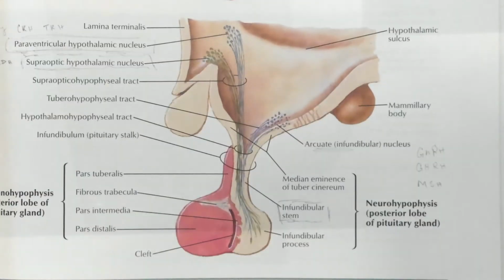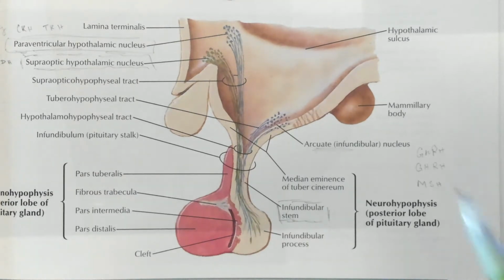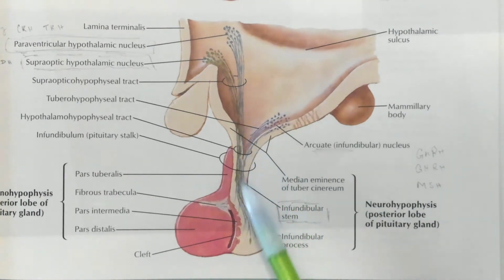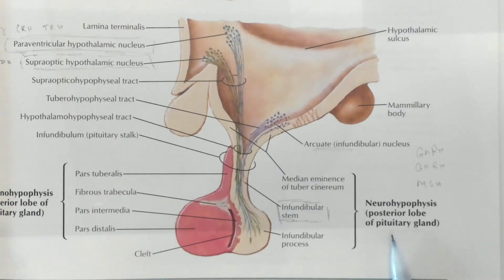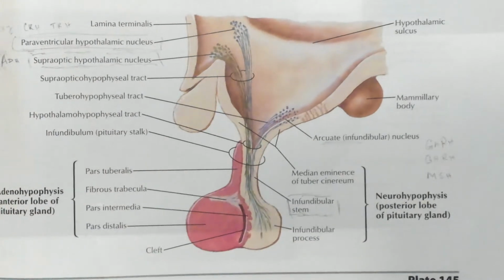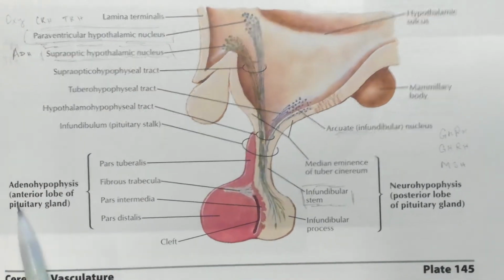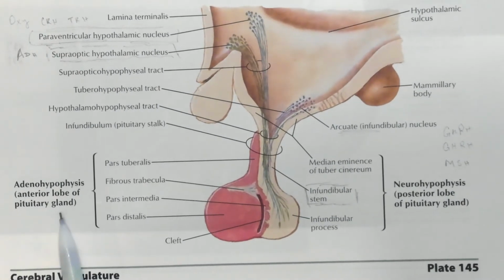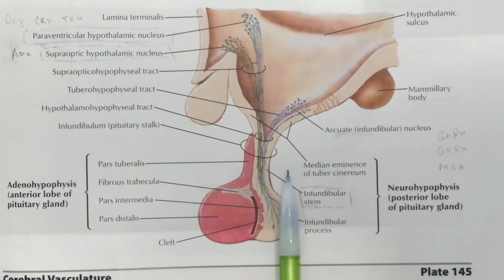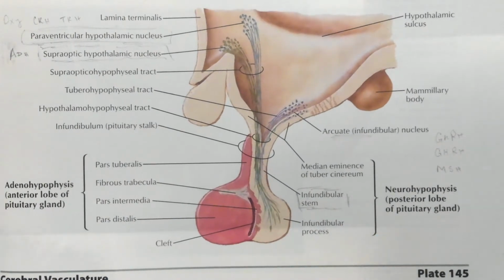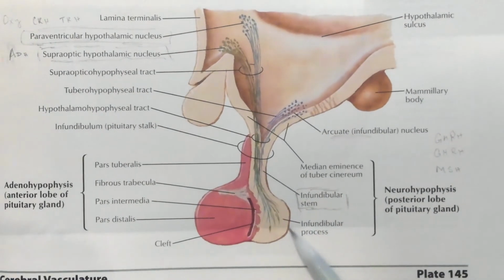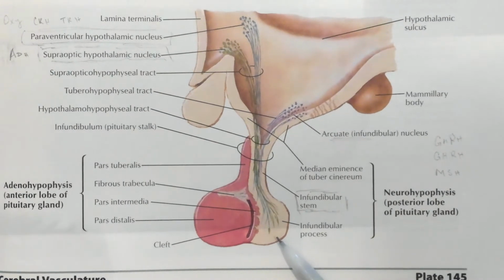Why this is important is because you can see that the axons are only going to the neurohypophysis, otherwise known as the posterior pituitary gland, whereas they are not traveling or connecting to the adenohypophysis, otherwise known as the anterior pituitary gland. And that's really important because what we're going to find out is that the posterior pituitary gland does not make hormones.